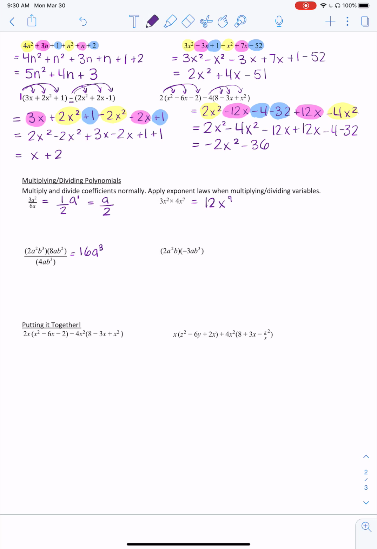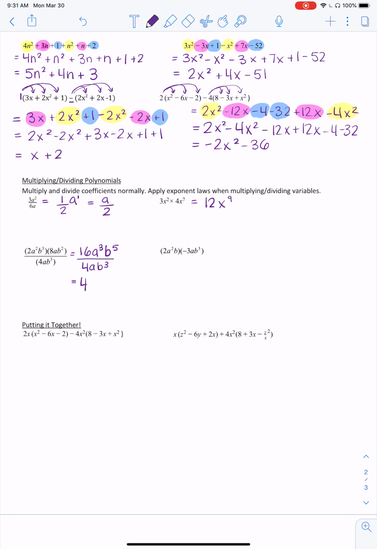And then I look at my b's. So I have 3 and 2. So I keep my base and I add my exponents. I haven't done anything with the denominator, so we'll just keep it. And now we're going to look at our coefficients again. So 16 and 4, and we're dividing. So that will give us 16 divided by 4 is 4.